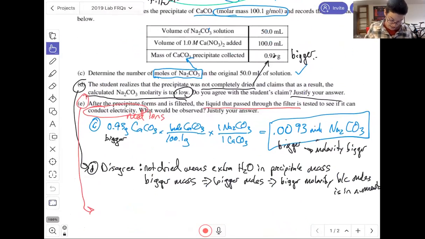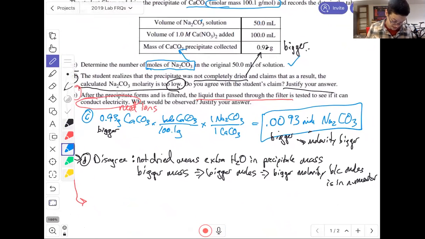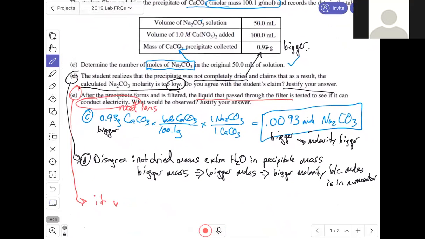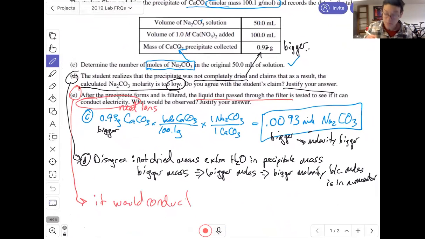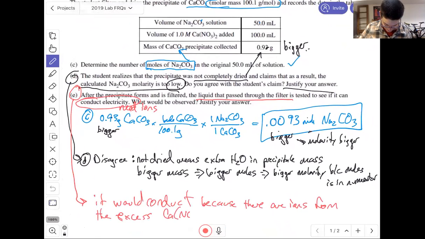So for us, what would be observed? Would it conduct electricity? Yes, it would conduct. And it's simple enough to say it would conduct because there are ions from the excess calcium nitrate solution that was added.